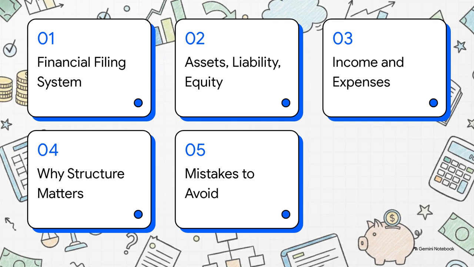So here is our roadmap for today. First up, your financial filing system. Then we'll look at assets, liabilities, and equity. After that, tracking income and expenses. Fourth, why this account structure actually matters. And finally, number 5, some common mistakes you'll definitely want to avoid.